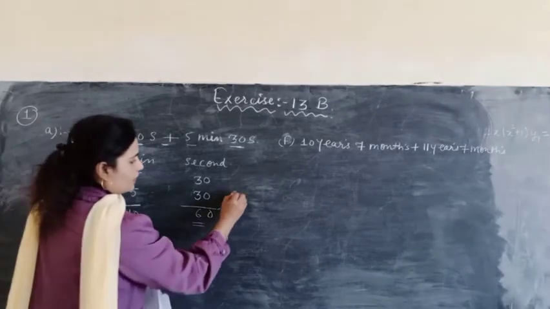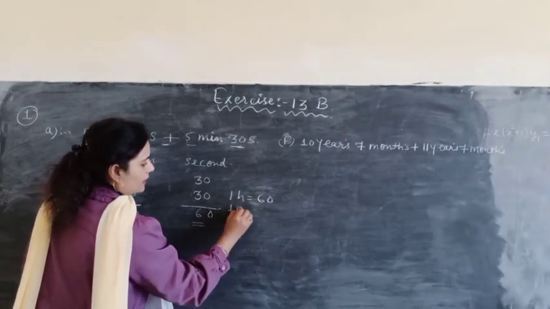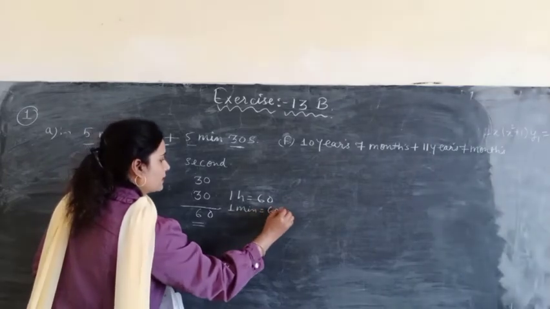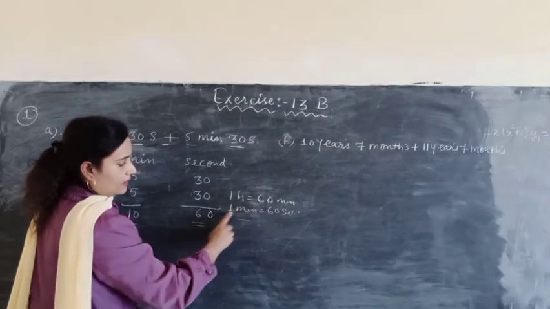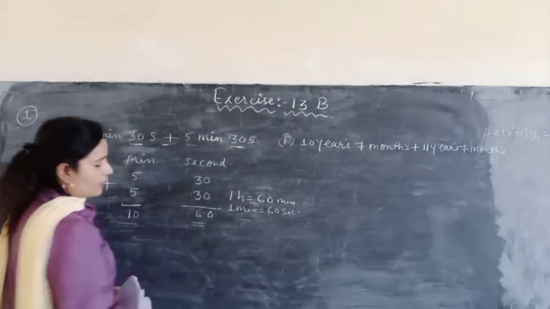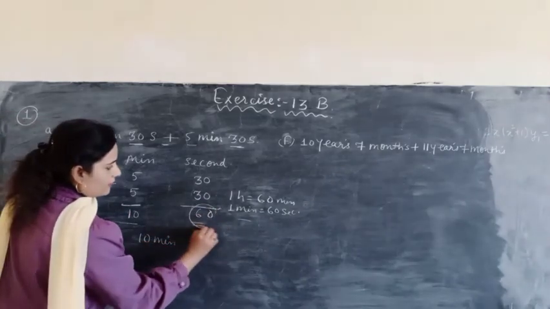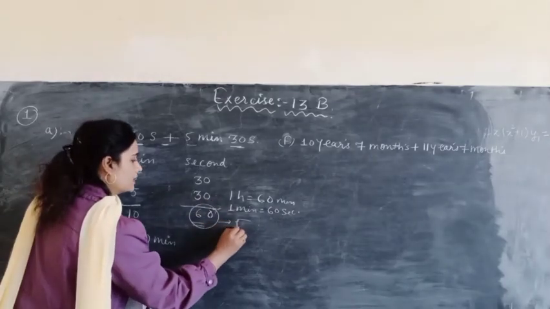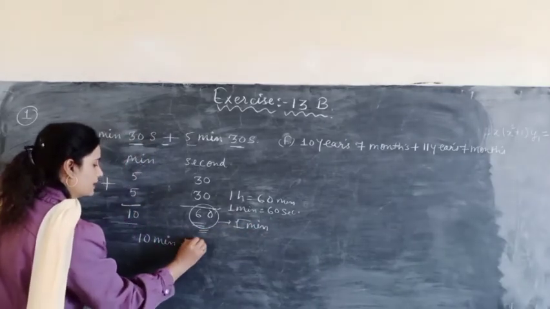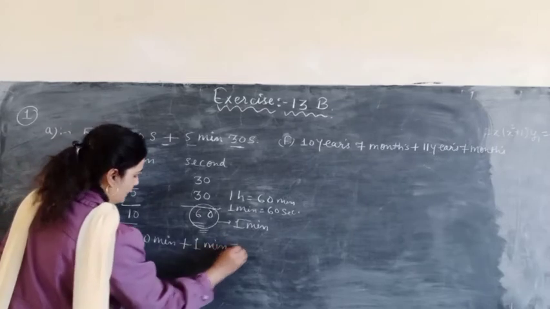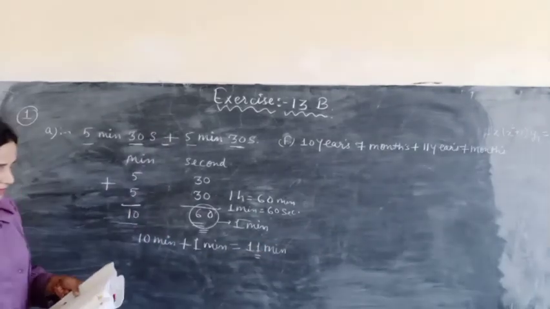We know that in 1 hour there are 60 minutes, and in 1 minute there are 60 seconds. Is it clear? हमारे 1 hour में कितने मिनट्स होते हैं, 60 minutes, and in 1 minute how many seconds, 60 seconds. So we can write 10 minutes. We can convert these 60 seconds into a minute, so we add 1 minute here, and write 10 plus 1 is 11 minutes.